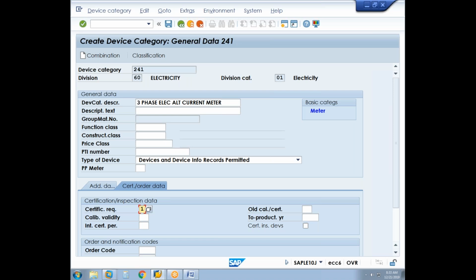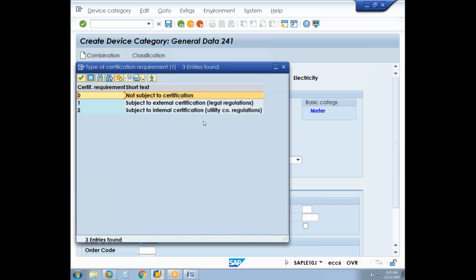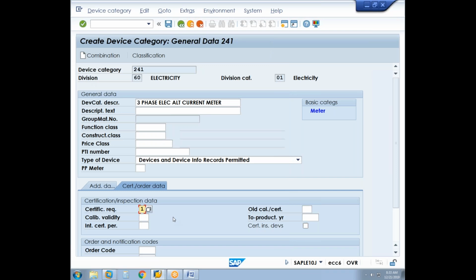It depends on the country. In some countries, they will say it has to be certified by external authorities as a legal requirement. So we are saying subject to external certification. In some companies they say it is subject to internal certification. That means the meter is already certified by the vendor who has manufactured it. Before sending the meter, the utility company has to certify that we have done the testing on a sampling basis, the meter is okay, it can be put into the device location, and it can start working efficiently and correctly. So utility company certification is good enough.